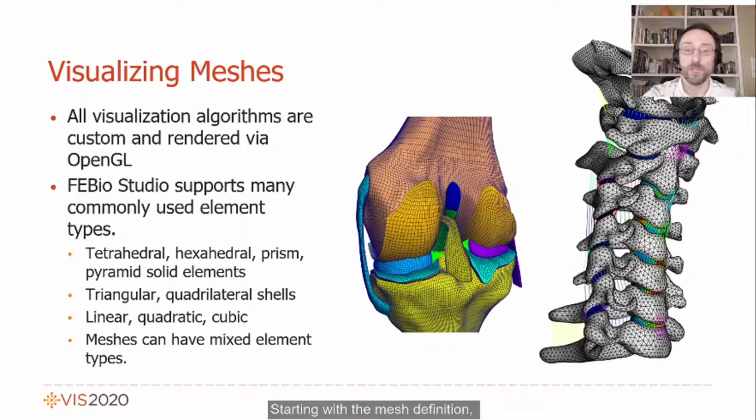So starting with the mesh definition, FEBio supports many different types of elements, including solid elements such as tetrahedral, hexahedral. It also supports shell elements such as triangle and quadrilaterals, and many of these elements can be linear, quadratic, or even cubic. Meshes can have different element types, so they can combine all these different kinds of elements. And so, of course, we need to have algorithms in FEBio Studio for rendering all these different types of meshes.